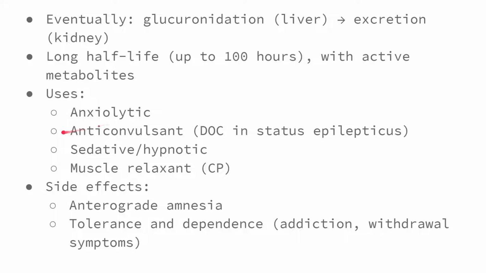We can use them as anxiolytics, we can use them as anticonvulsants, for seizures. As a matter of fact, they are the drug of choice in status epilepticus, the seizure that lasts more than 5 minutes. The long-acting benzos are the drug of choice. We can use them as sedative hypnotics in settings of insomnia or sedation, and we can even use them as muscle relaxants in conditions like cerebral palsy. So they are very useful.